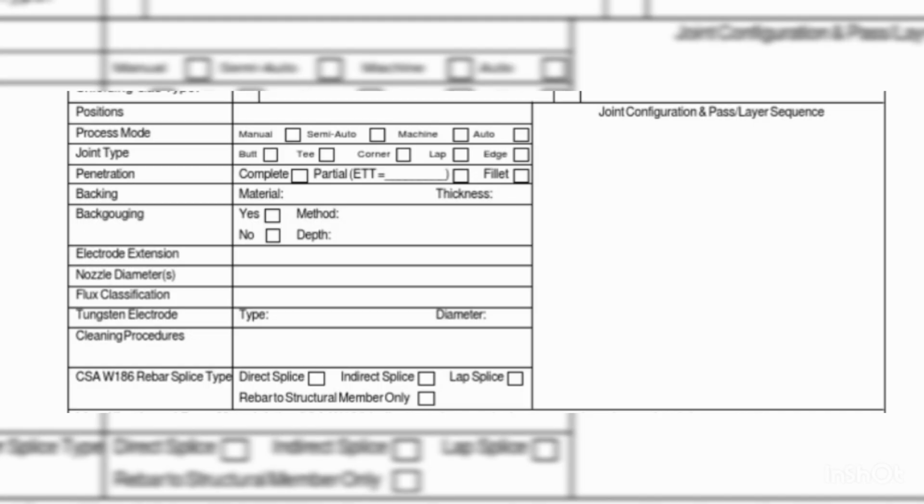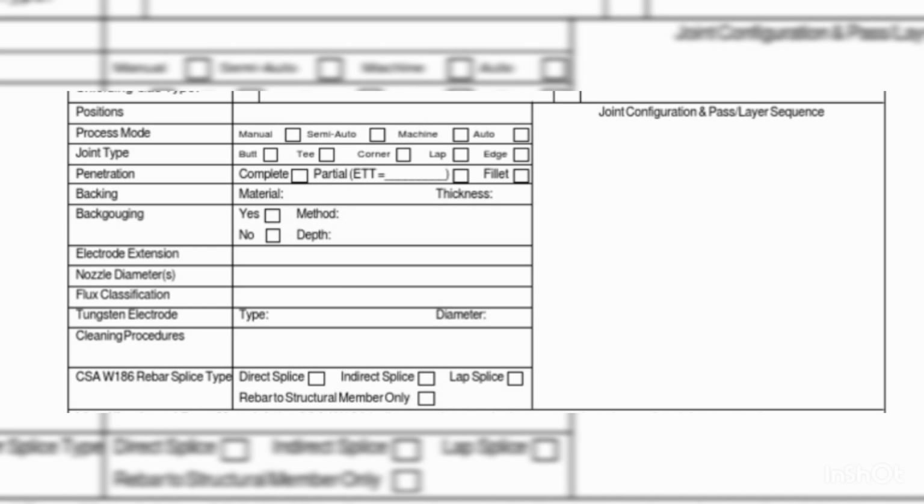Okay, next section. On the right hand side, you'd have a sketch of the joint configuration and layers and the passes and any sequence that could be involved. On the left hand side, you have the positions: overhead, flat, vertical up, vertical down, horizontal. Process mode, whether manual, semi-auto. Joint type: butt, T, corner, lap, edge. Penetration, whether it's complete penetration, partial penetration, or fillet. If it's partial penetration, don't forget to list how much penetration.